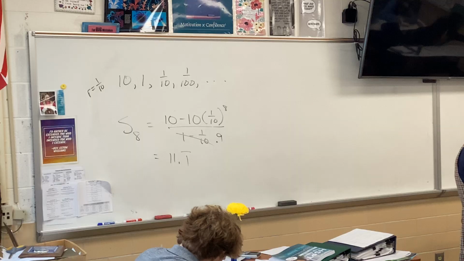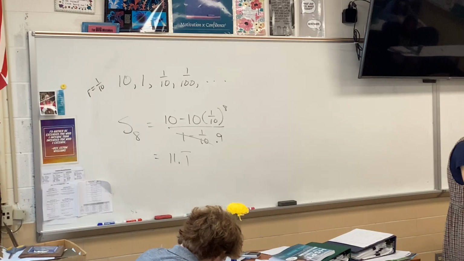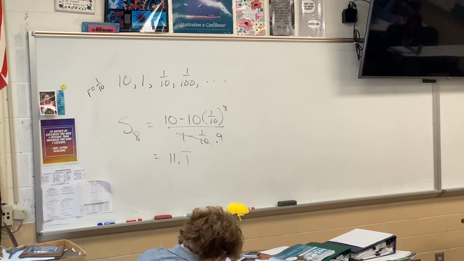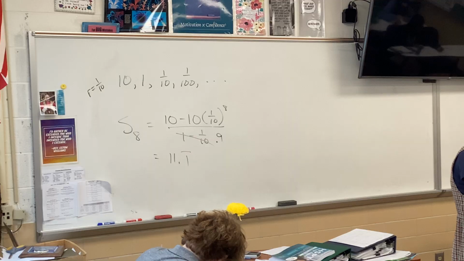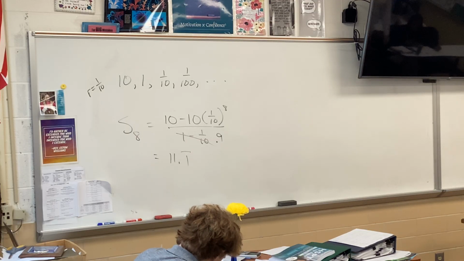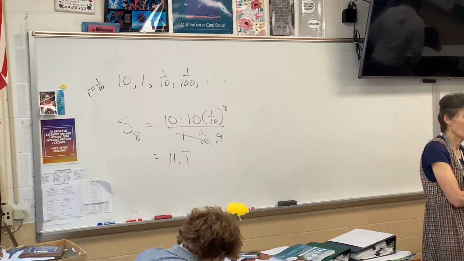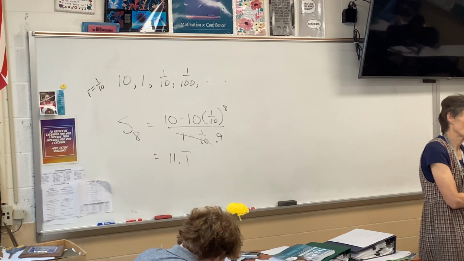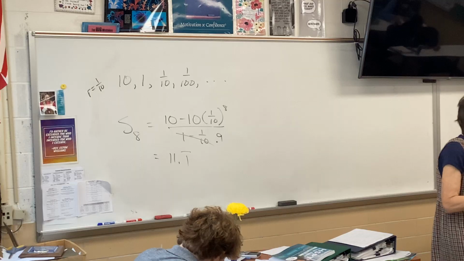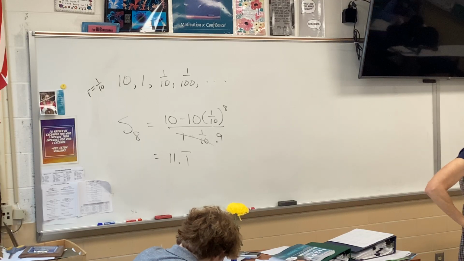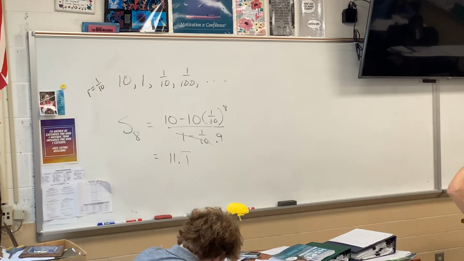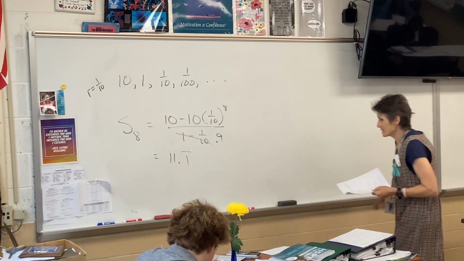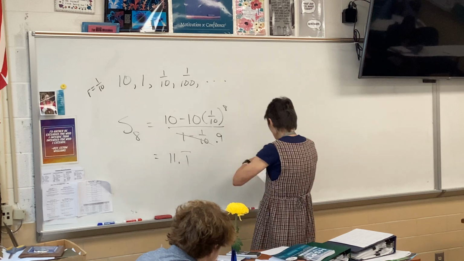How about D? Arithmetic with a difference of -2. And finally E, geometric with a ratio of 1/4, 4.5, whatever you were doing. Why is it so important that you can figure out if it's arithmetic or geometric? So you know which formula to use, right? So always, that's going to be the first step.